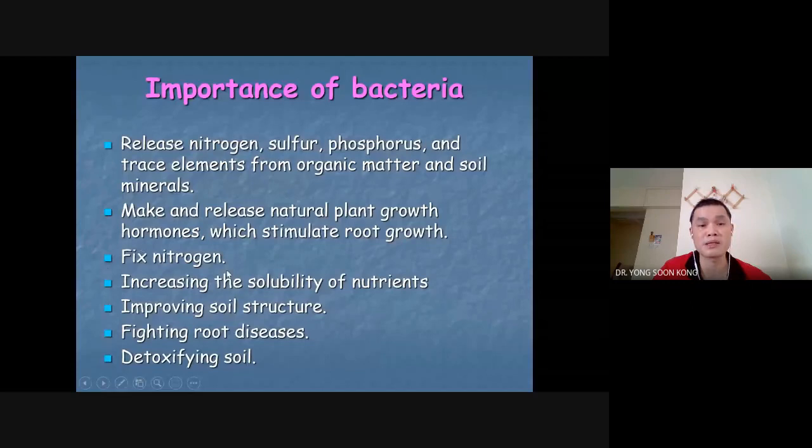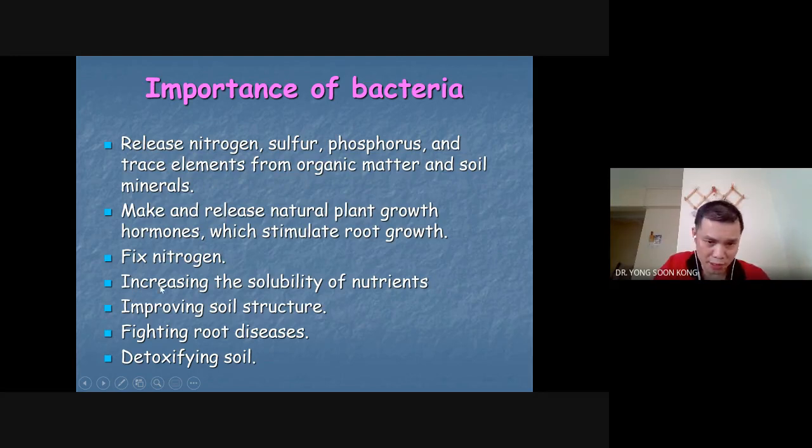Now, this one is quite specific. Not all bacteria can fix nitrogen, but if there's anything that can, it's Nitrosomonas. Nitrosomonas fix nitrogen gas from the air, and then Nitrobacter converts it from ammonium into nitrate. So in this third point, fixing nitrogen, there are two bacteria, Nitrosomonas and Nitrobacter.